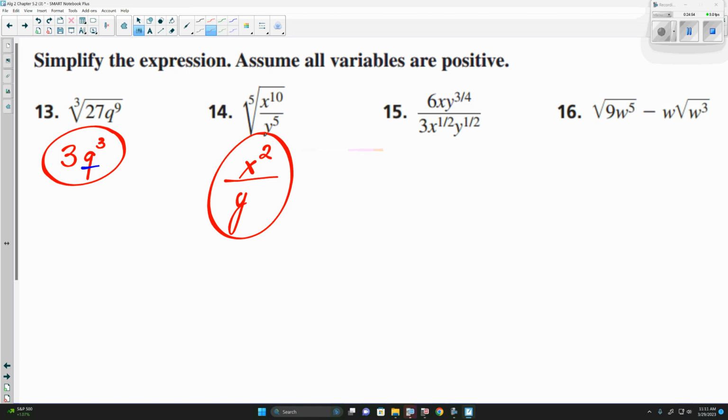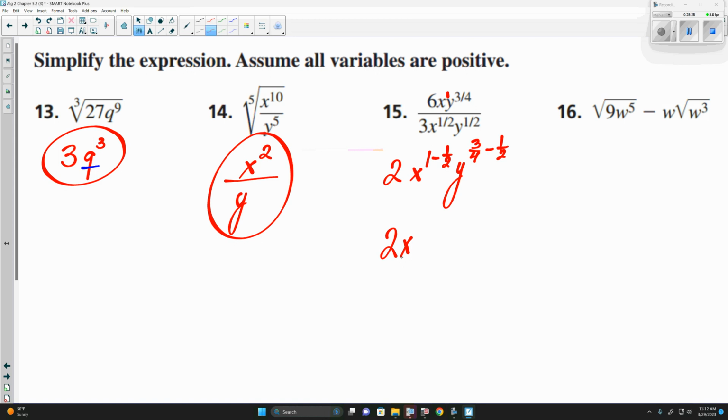We did this one here today. We can divide these. So we can start off by 6 divided by 3 is 2. Whenever we have like bases, we subtract the exponents. The numerator's exponent is 1. The denominator's is 1/2. So we'd have 1 minus 1/2. This one here, unlike the others, we do have y in the numerator and denominator. So we'd have y to the 3/4 minus 1/2.